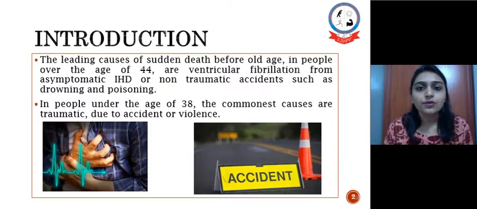The leading cause of sudden death before old age, in people over the age of 44, is ventricular fibrillation from asymptomatic ischemic heart disease, or non-traumatic accidents such as drowning or poisoning. But in people under the age of 38, the commonest cause of death is traumatic, due to accident or violence, and especially it is a tragedy in India.